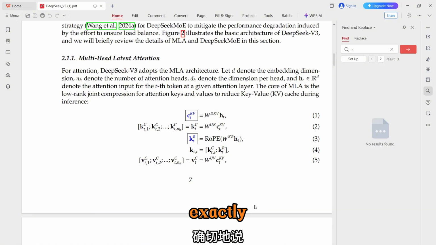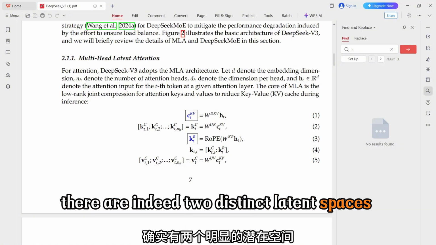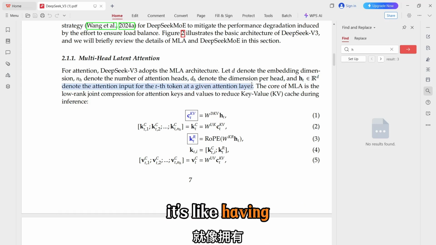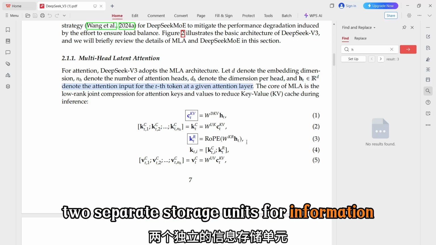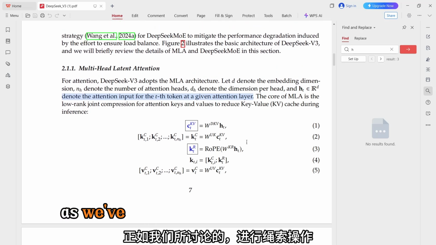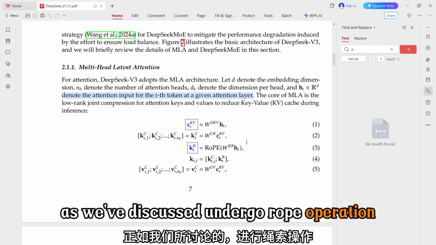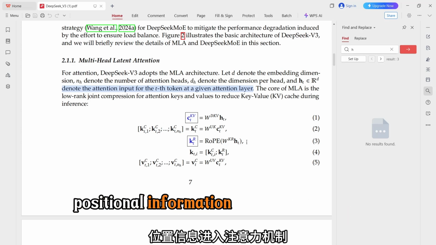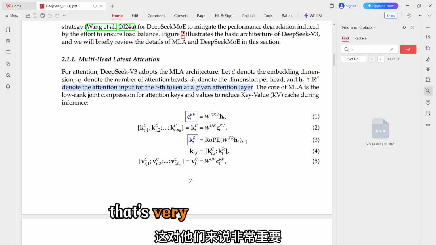Exactly. There are indeed two distinct latent spaces within the MLA, one for content and one for key values. It's like having two separate storage units for information. And these latent spaces, as we've discussed, undergo RoPE operations. Right, the rotary positional embedding, which embeds positional information into the attention mechanism. That's very important for them.